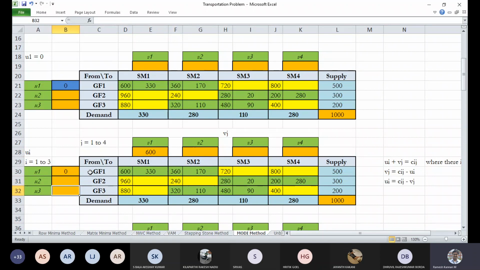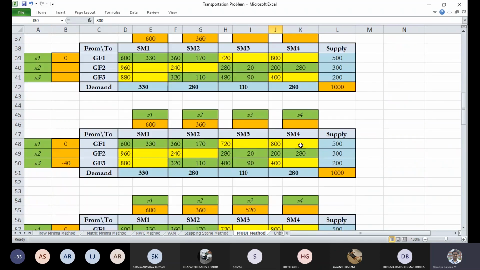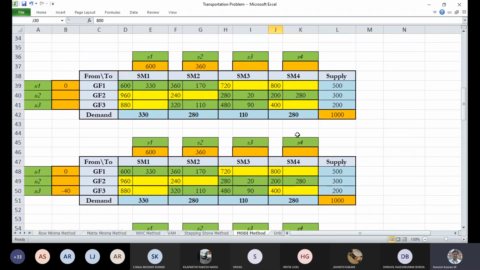So first we'll try to finish row-wise. This will be pretty easy. 600 minus 0 is 600. Then 360 minus 0 is 360. And 720 minus 0 is 720. And 800 minus 0 is 800. So that's how we fill the values, right? And since it's a single allocation, we can go about and do that.